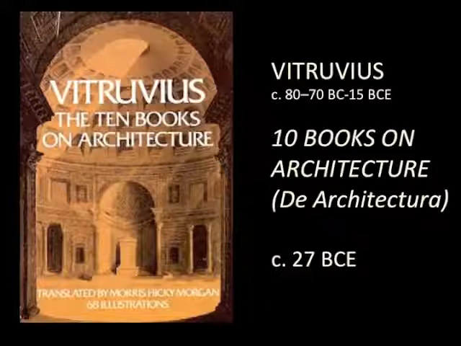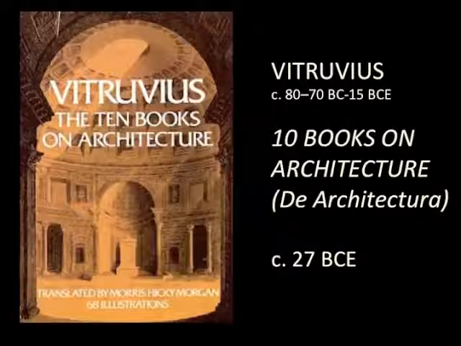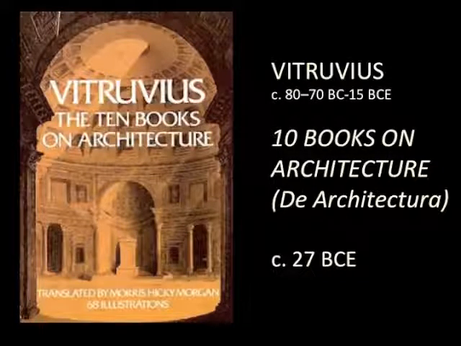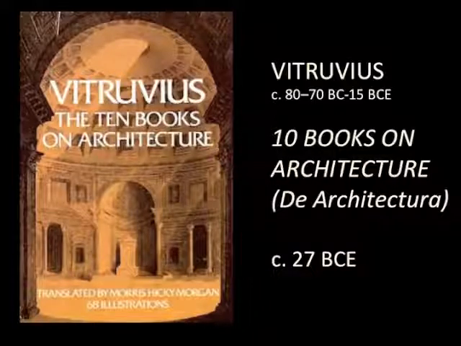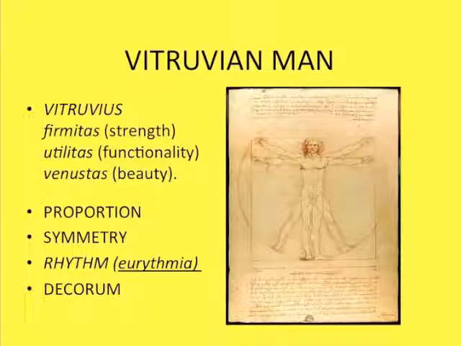Vitruvius, as we mentioned before, was a Roman architect and architectural writer who came up with his 10 books on architecture, which provided architects with a theoretical basis on how to design, how to make choices, talking about things like the three qualities that all architecture should have: firmness, commodity, and delight, or structural integrity, functionality, and beauty. And we talked a little bit about some of the attributes that constitute beauty, things like proportion, or symmetry, rhythm, and decorum.